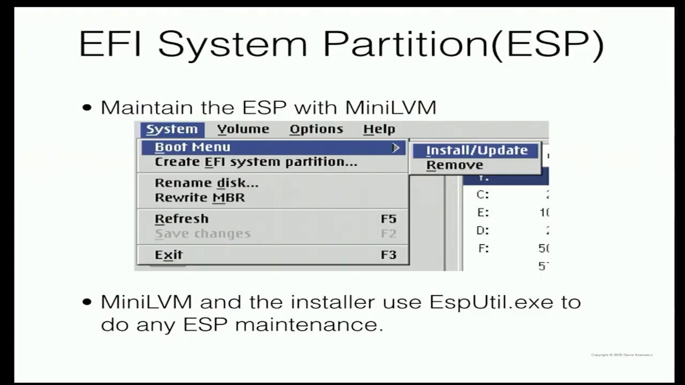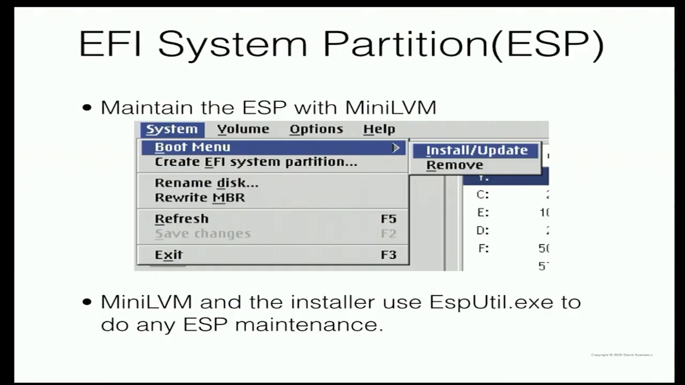In Mini LVM, which is the installation volume manager, in the system menu, there's a submenu called boot menu. You can install and remove. This refers to AN launcher. If you click install, it will install AN launcher. If you remove this, it will remove AN launcher. That's how you should do it, not diddle with the files in the ESP manually.